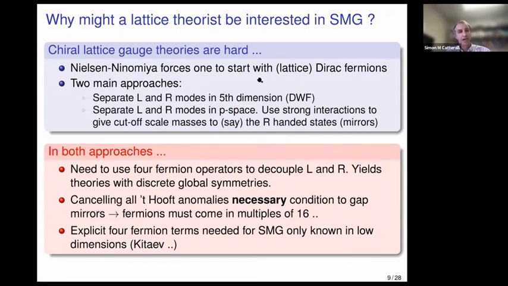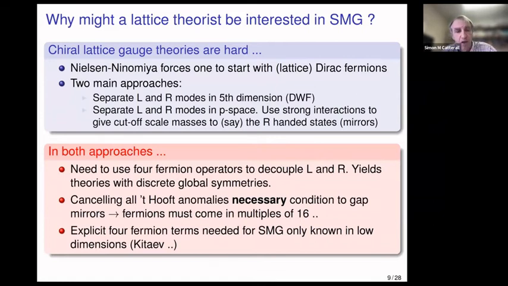And then historically, there have been two main approaches to making progress. You can try to separate the left and right-handed modes in some additional dimension. That's basically the domain wall fermion approach, and it's closely connected, of course, to overlap fermions. Or you can try to separate the left and right modes in momentum space and use strong interactions to give cutoff scale masses to the right-handed states, the so-called mirror states. Both of these directions have been pursued historically with a variety of different lattice fermion proposals over the years. In both approaches, you end up having to use four fermion operators to decouple the left and right. That's even true in domain wall fermions in practice. That was the origin of what were called these waveguide models from the mid-90s.